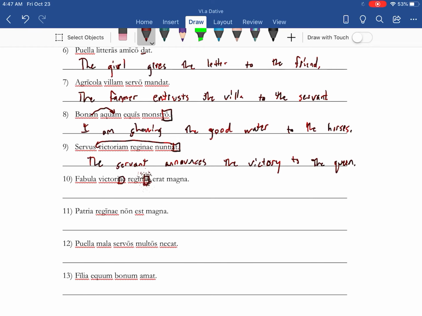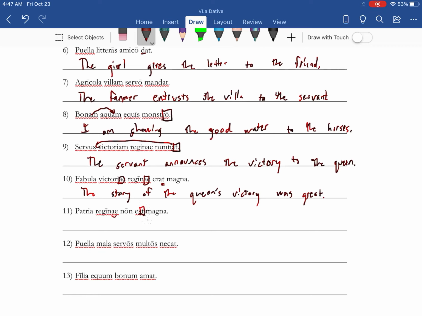And we got 2 AEs here. We don't have a trigger word for dative. And that T is singular, so it can't be nominative. So we got a double genitive. The story of the victory of the queen, or of the queen's victory, was great.